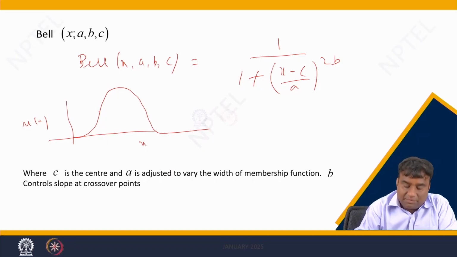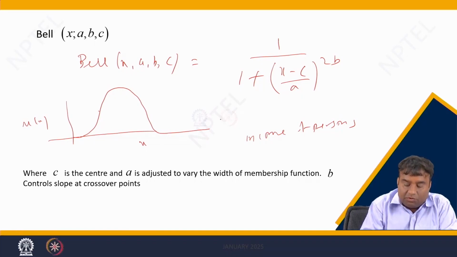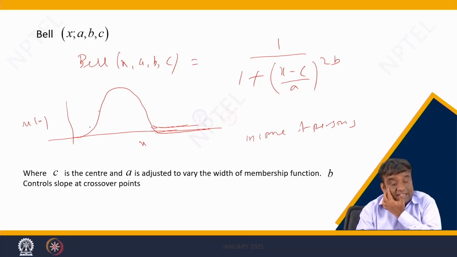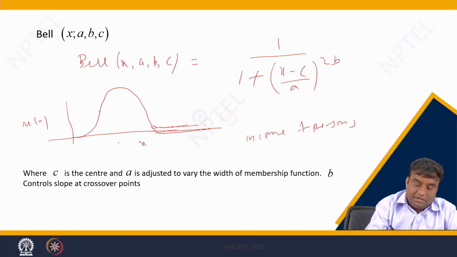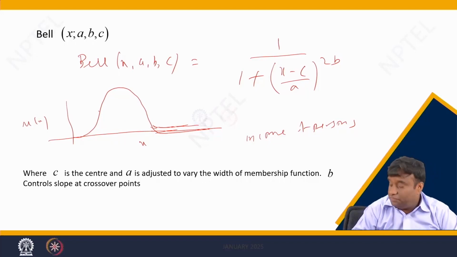Here, as an example, you can say x is the number of people and mu x denotes the income of persons. There will be very few people with very low income. Where income is very high, there are also very few persons. With medium income, more people are there. So that is an example of fuzzy sets.